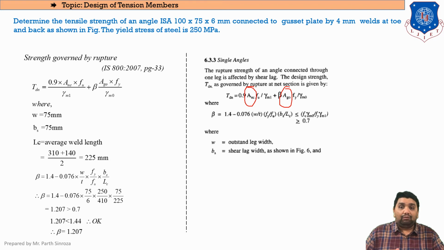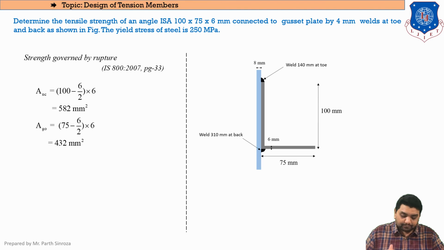So the first thing will be to find these two areas, and for that we'll be referring to our figure again. This longer leg will be our connected leg and this will be our shorter leg. Now the welded connection is much simpler than the bolted connection, because in bolted connections there were holes being drilled, so we had to deduct the hole diameter. But in welded connections, we are not drilling any holes in our angle sections, so there will be no deduction and the values will be directly implemented.